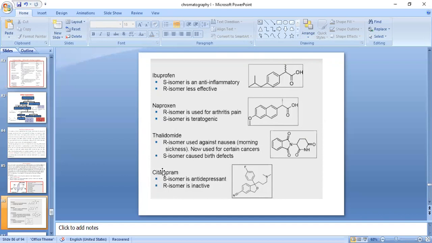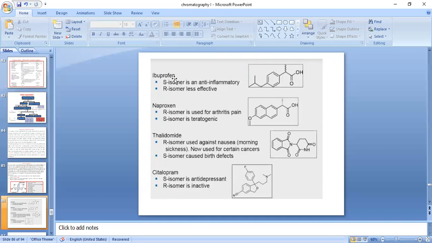Escitalopram is another drug that is an antidepressant. Its S isomer is an antidepressant having pharmacological activity, but its R isomer is inactive. Now, it is very important that even if the R isomer is inactive, as in this case, or less effective, as in the previous case, though they do not have adverse effects, they still need to be separated out because your body needs extra effort to metabolize drug molecules that are not required by the body.